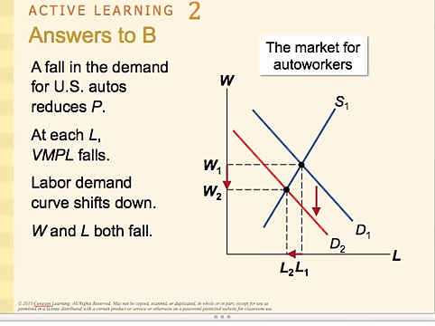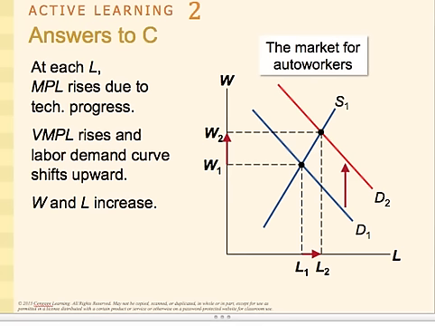Scenario B, a fall in the demand for U.S. autos reduces price, so people want more foreign cars, so the demand falls for the market for auto workers. At each quantity of labor, the value of marginal product of labor falls. Now the labor demand curve shifts down, because there's a fall in demand for U.S. autos, so they need fewer workers, which means that both wages and labor fall. Try to make up a new word there called labor. That would be more efficient, but you wouldn't understand what I'm saying. So wage drops, labor drops.